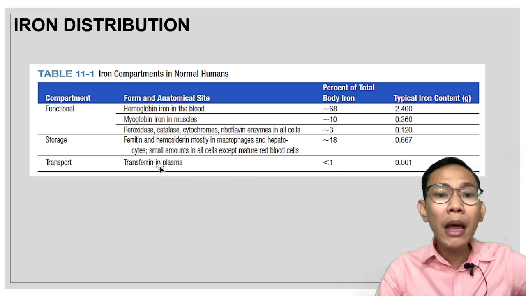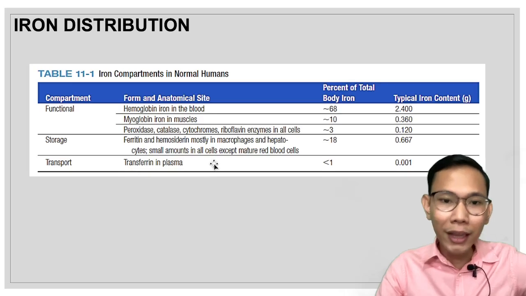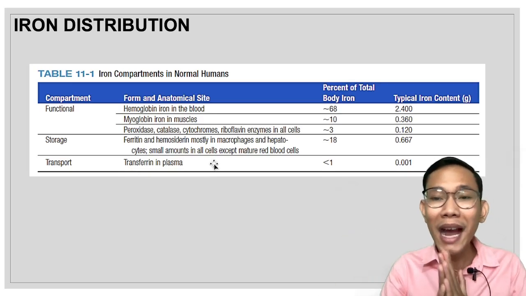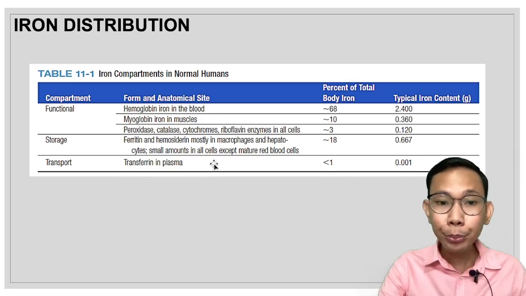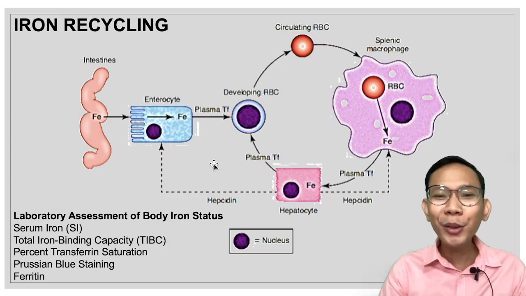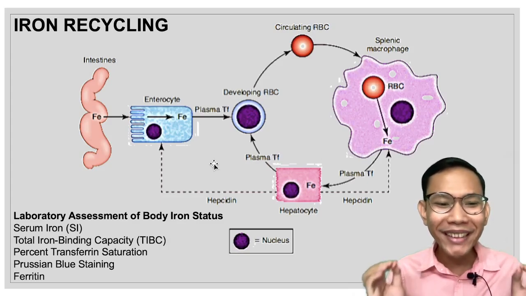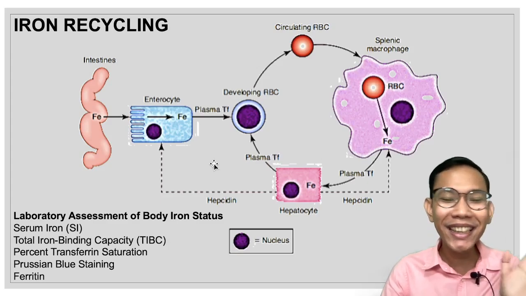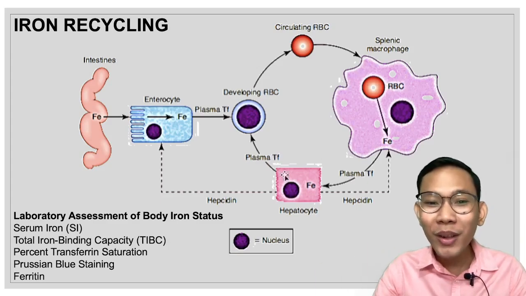Less than 1% lamang ang nasa ating plasma transferred by your transferrin. So that's the basic distribution ng ating iron sa ating katawan. So let's talk about your iron recycling. Actually, no, we already discussed this iron recycling kanina. Nakita na natin to, pero mas maganda ang visuals natin dito.